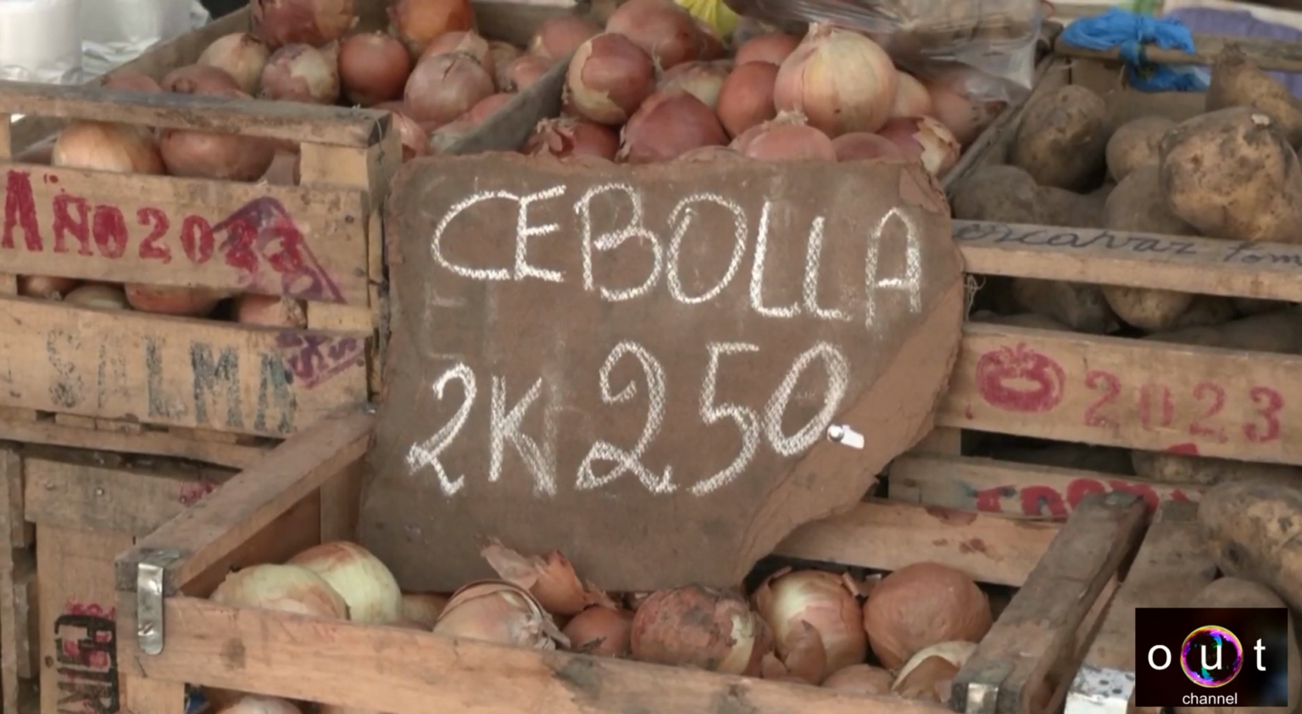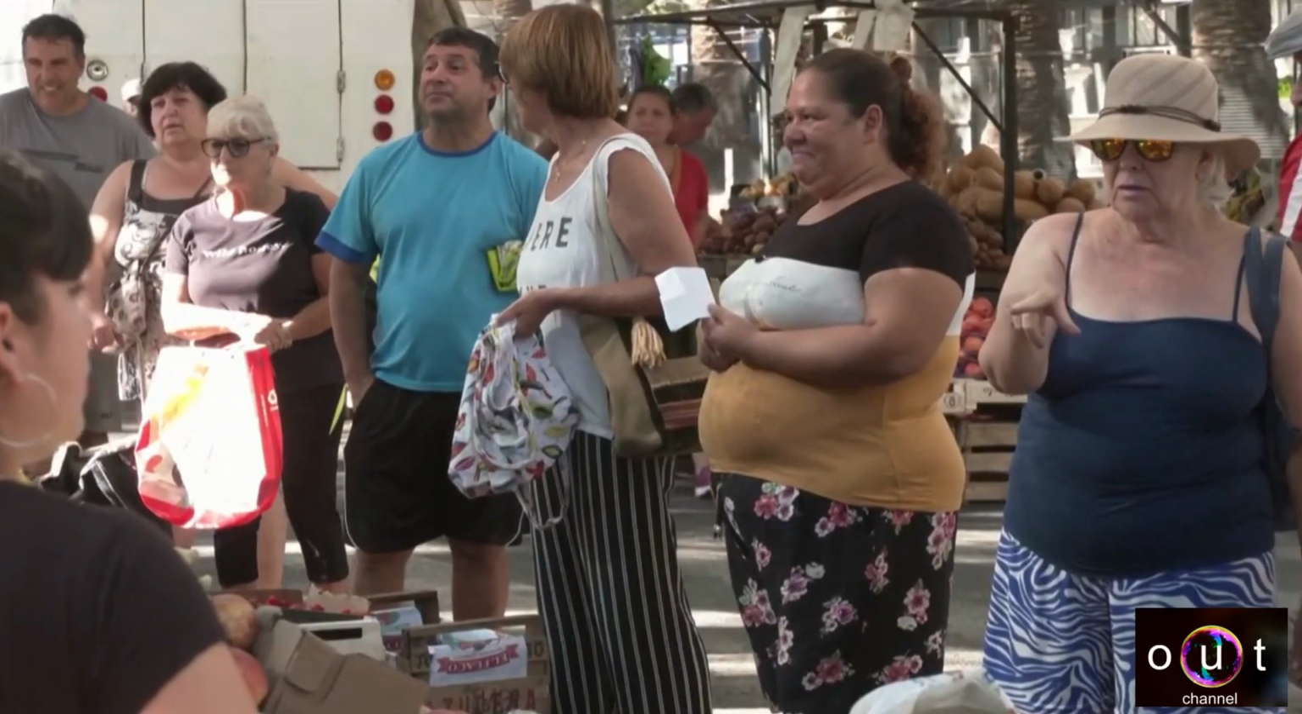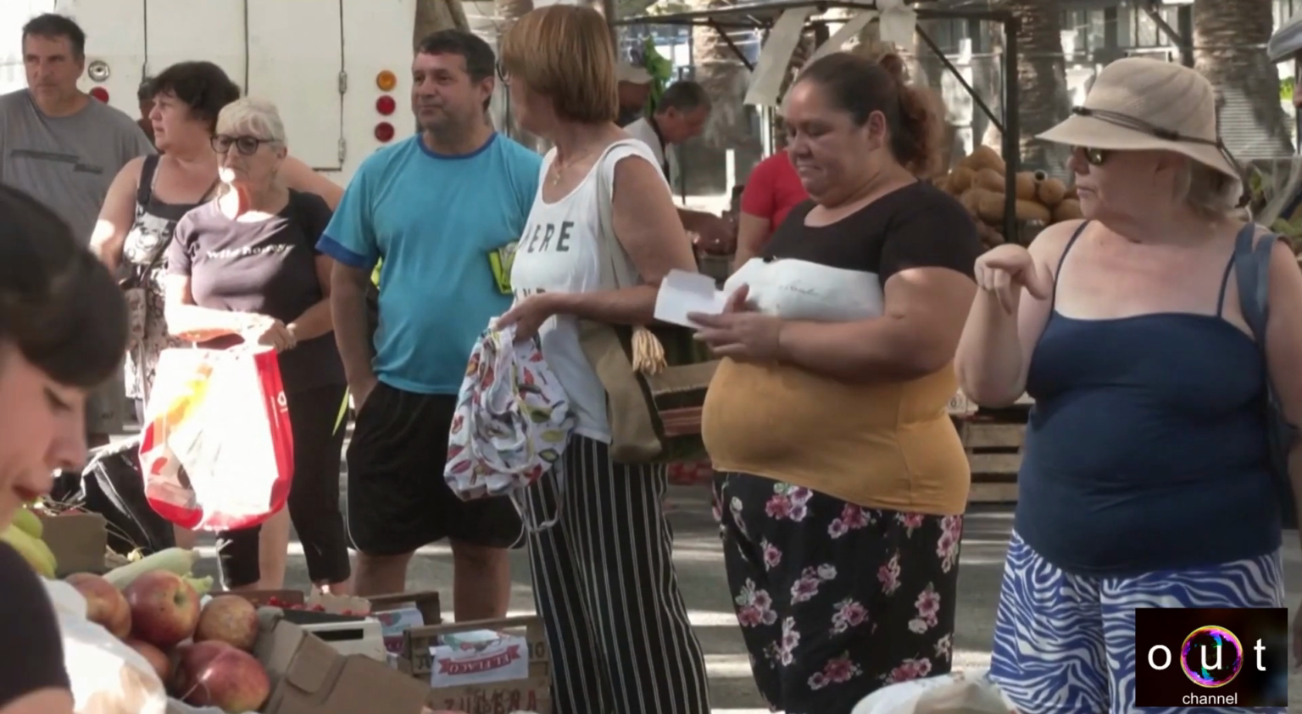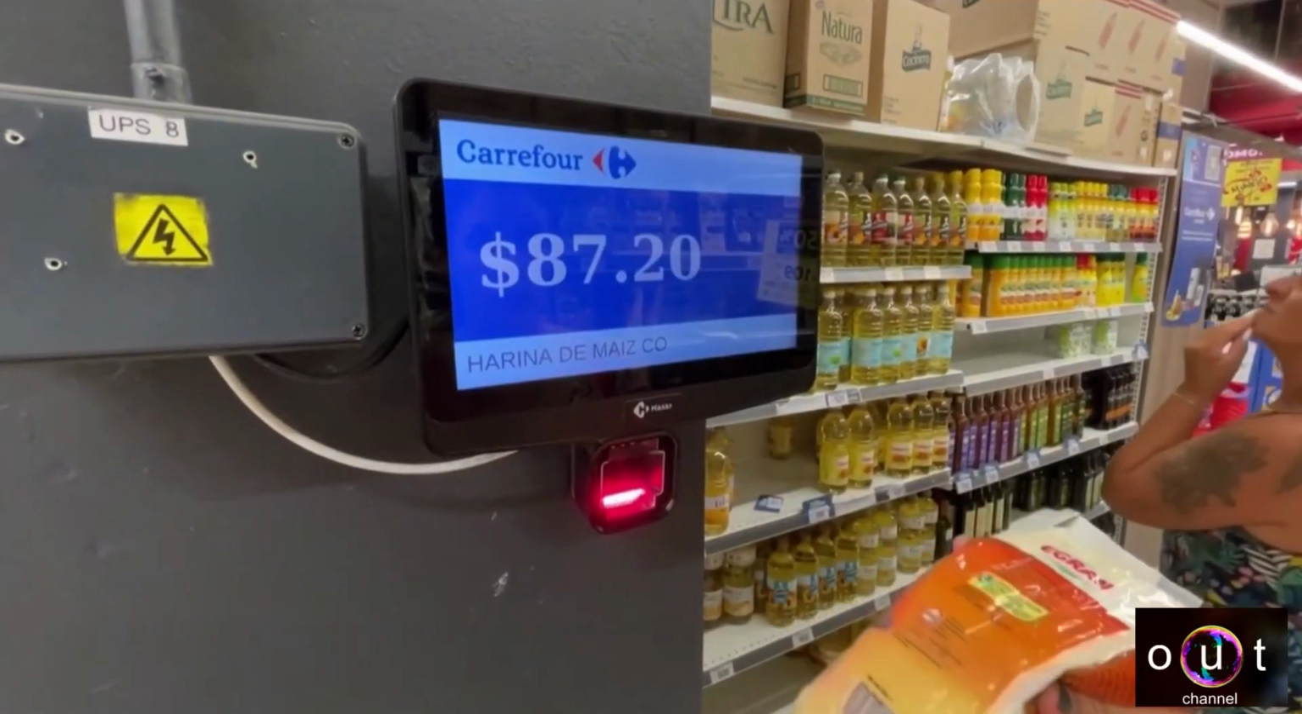Uncontrolled inflation can lead to a fall in the value of the currency, loss of purchasing power, unemployment, increased poverty, and inequality, among other economic and social problems.